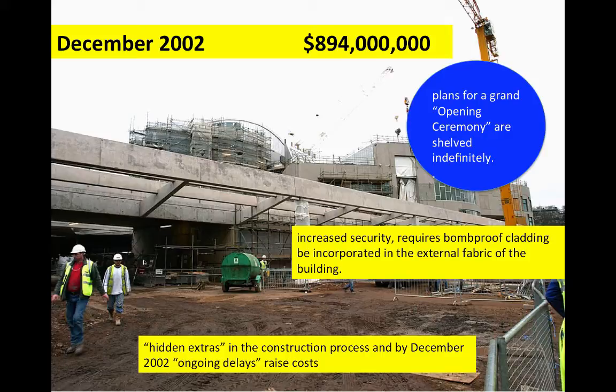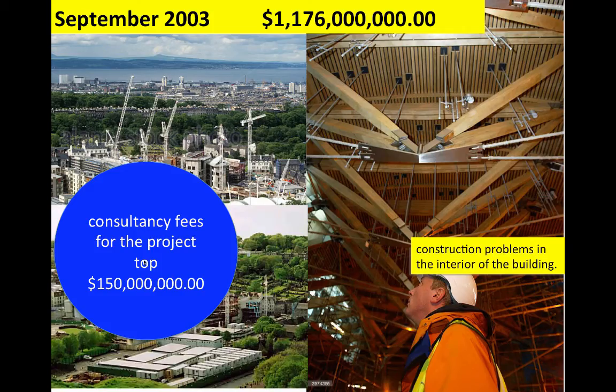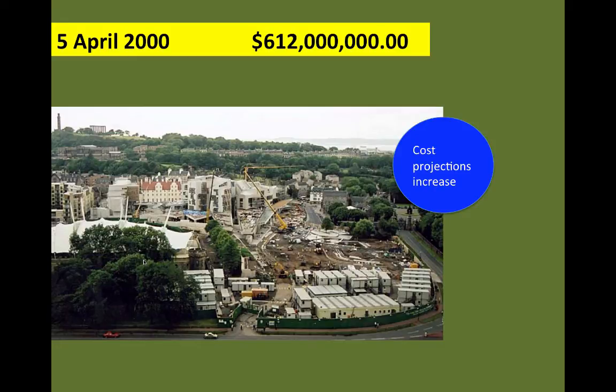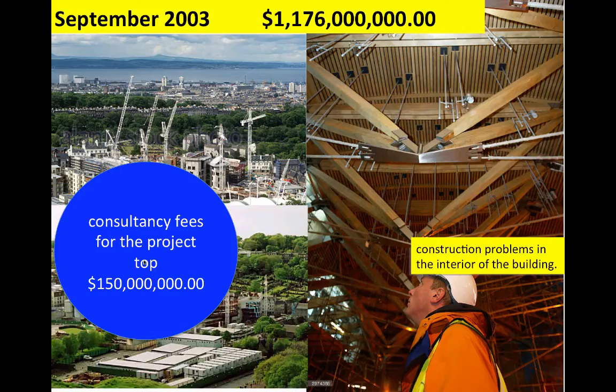Increased security requirements as a result of 9/11. Hidden extras in the construction process and ongoing delays continue to raise costs. September 2003, it's over $1 billion. Consulting fees are talking $150 million. So it's a scandal. It's been a scandal actually in Scotland. It still is actually. It was a scandal in Scotland by the time it was here, because it had gone from like 135, even 180 million, to $1.1 billion. And they continue to have problems with the project.